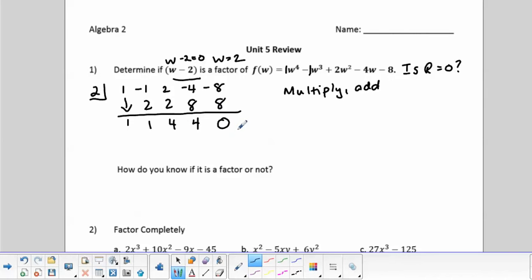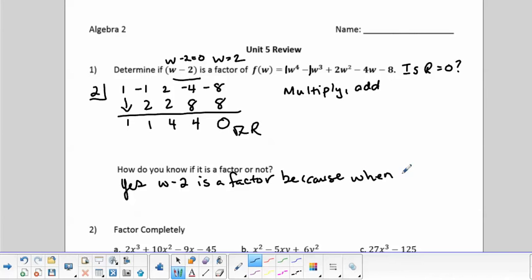Remember, in synthetic division, this last number is your remainder, and because your remainder is 0, you can make the conclusion, yes, w minus 2 is a factor, because when I divide, the remainder is 0.